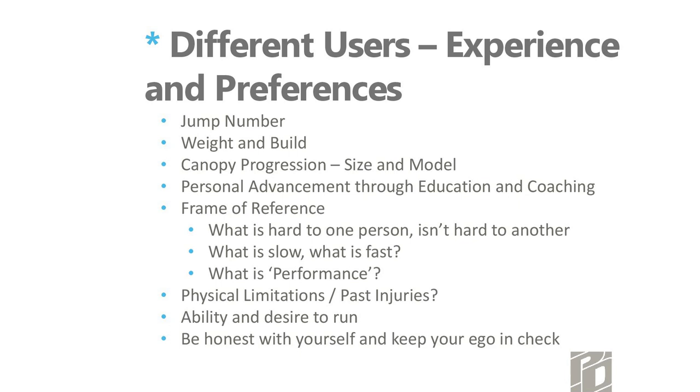On the other side of that, we have different users. Everybody has different experience and different preferences. The obvious one that most people go to first is jump numbers. How many jumps do you have? How much do you weigh? What's your build like? These are important things to consider, but they're not the end-all be-all of what you should jump. It's not a simple formula where you say, okay, you weigh this many pounds or kilos, and you're this tall and you have this many jump numbers, so you get a Sabre 2 170. There you go, have a nice day, off you go. There's a lot more you need to take into consideration.